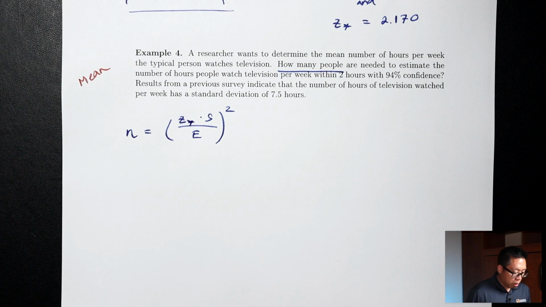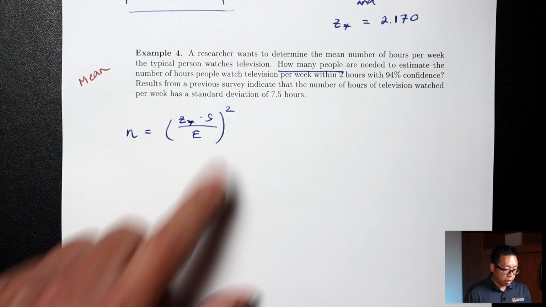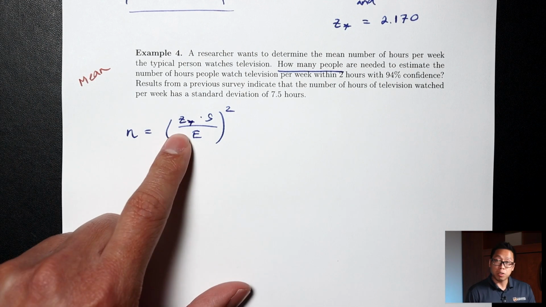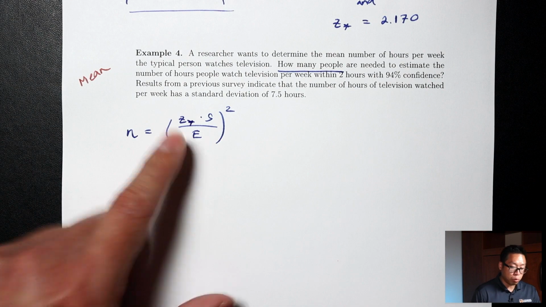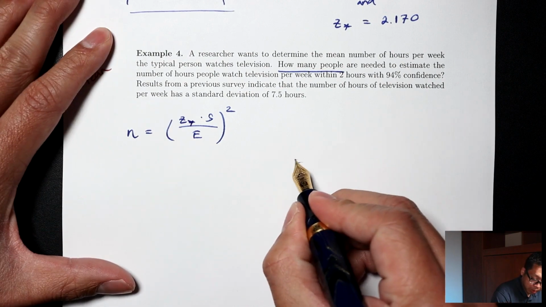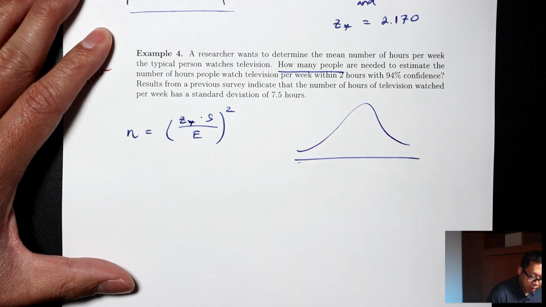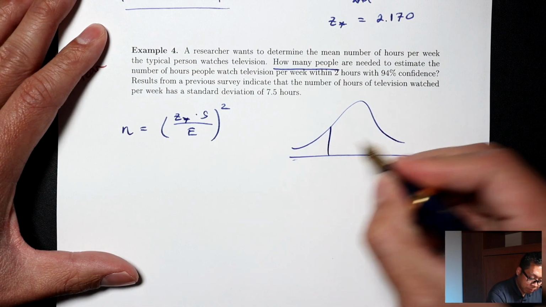Okay, so what do we plug in for each of these letters? Z star is easy. Z star has to do with the normal distribution picture, so let's start with that. It's always going to be shaded in the middle.